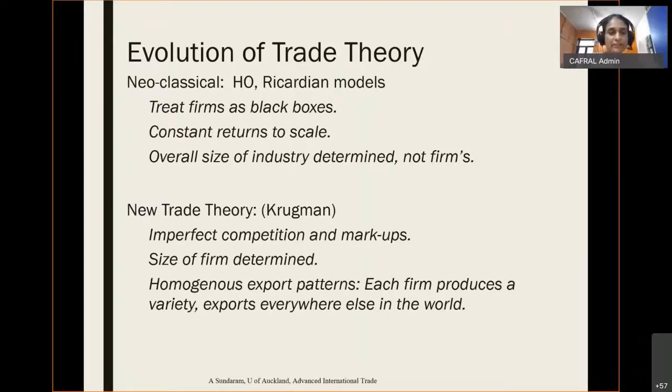For instance, we have imperfect competition. We're talking about markups. We're talking about pro-competitive effects. Right? We're talking about firm sizes. We're talking about what output a particular firm would produce. And we're also talking about firms producing a particular variety and then exporting that to everywhere else in the world.